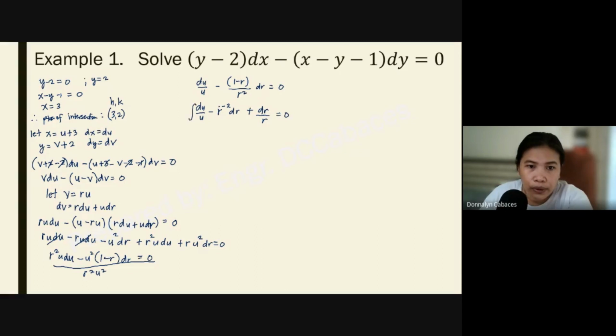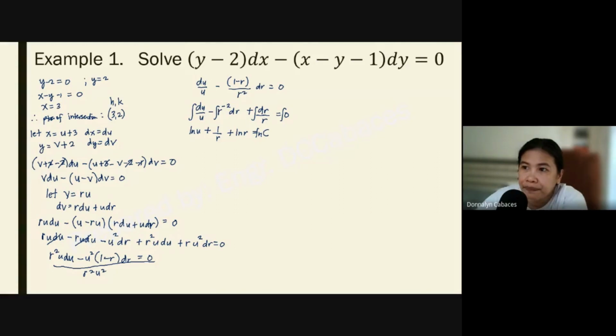And then we integrate all terms of the differential equation. So this is ln of u, r to the negative 2 is r to the negative 1 over negative 1, times the negative, so plus 1 over r, plus ln of r is equal to c, or ln of c, to simplify our results. Okay?